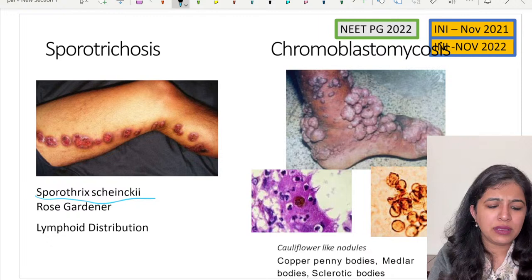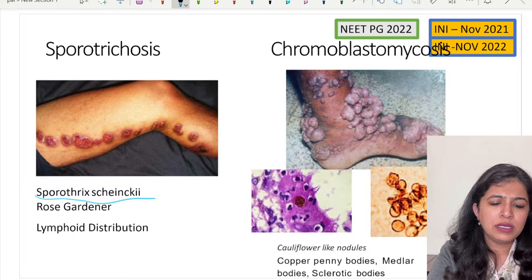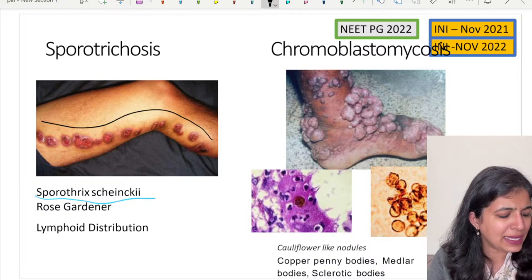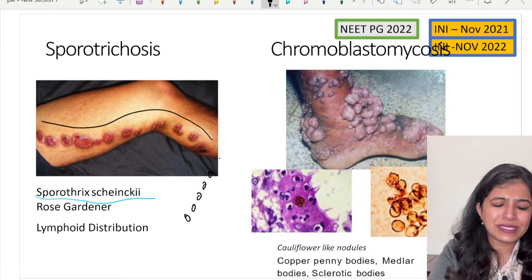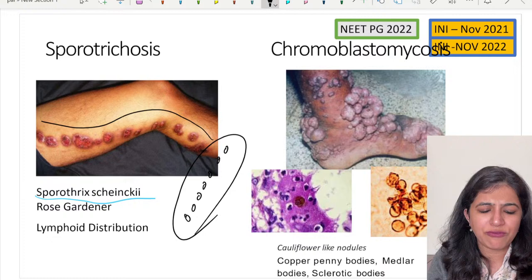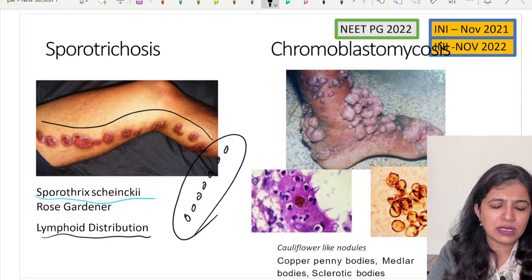So here you have a patient who is a gardener, presents with linear nodular ulcerative lesions over the leg. Okay, so what you have is multiple nodules in a line, and the answer is sporotrichosis. Very, very simple if you just look for the line. This line is actually the lymphatic distribution.